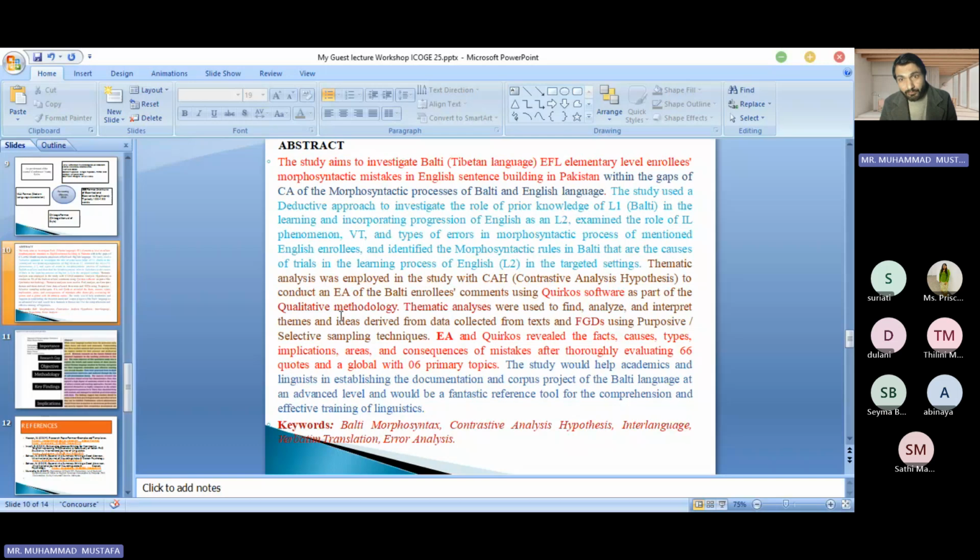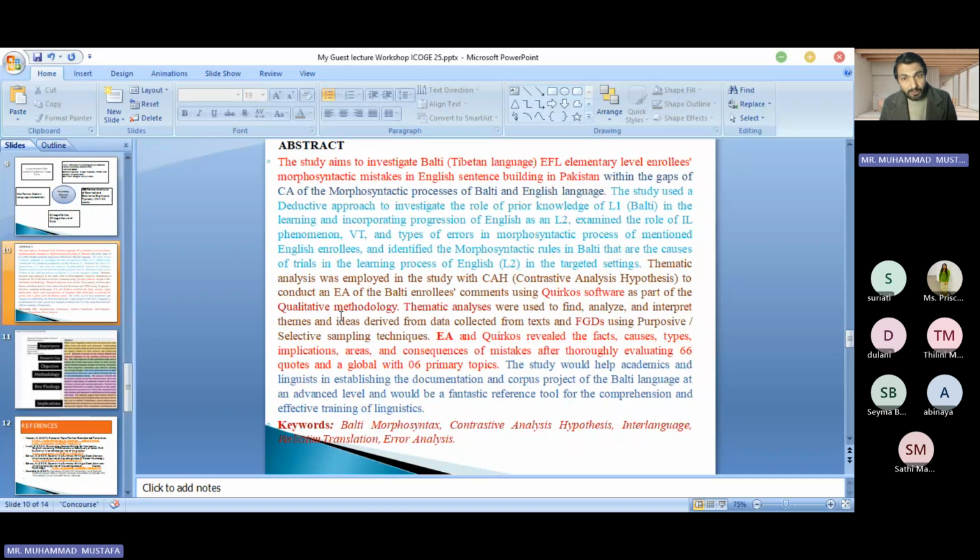It's telling the software as well, which is used in what type of research. So Quirkos software was used as part of the qualitative methodology. It mentions that this whole research, the dissertation, is just about the qualitative method I used there. And thematic analysis was used to find, analyze, and interpret themes and ideas derived from data collected from the text and focus group discussions.